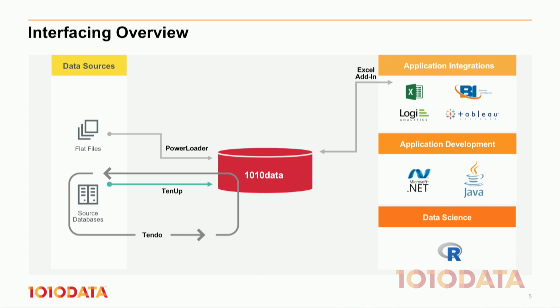Now, on the right side, we're plugging into things. We have the Excel add-in. This is a plugin for Microsoft Excel. It provides a nice native connection between 1010 Data and Excel. It's a bidirectional connection, so it allows you to take data in 1010, run a query, and pull that result down as a sheet in an Excel workbook. It also lets you take a sheet from an Excel workbook and upload that as a new table in 1010.